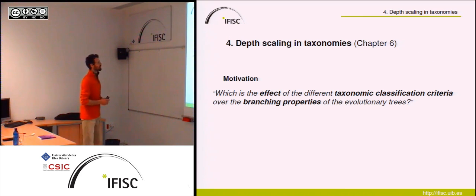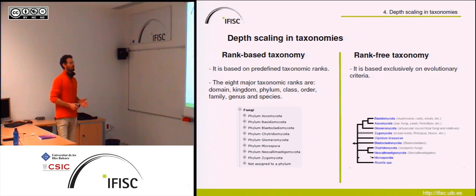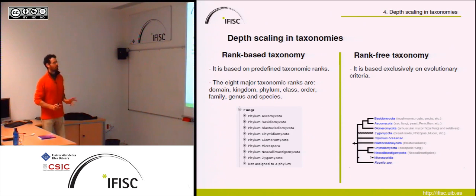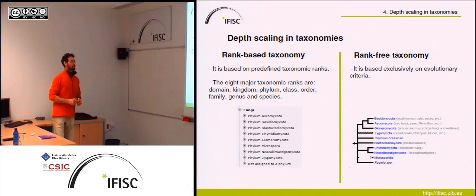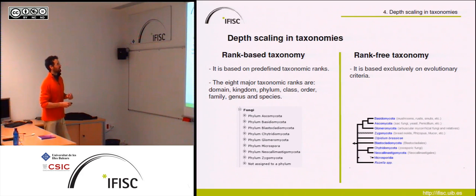In the fourth section, our main goal was to characterize the effect of the different taxonomic classification criteria over the branching properties of evolutionary trees. And from this, we focused on the two main taxonomic criteria. The first one was the rank-based taxonomy, which is based on predefined taxonomic ranks. The 8 major taxonomic ranks are the domain, kingdom, phylum, class, order, family, genus, and species.